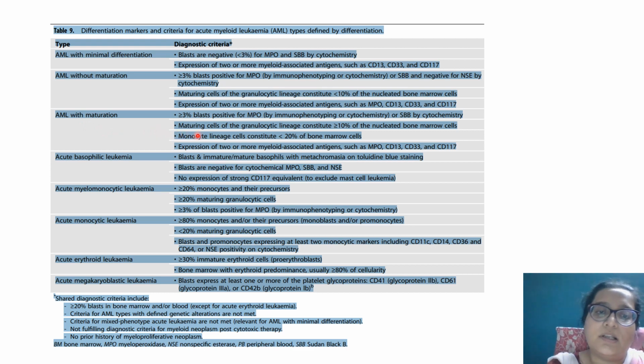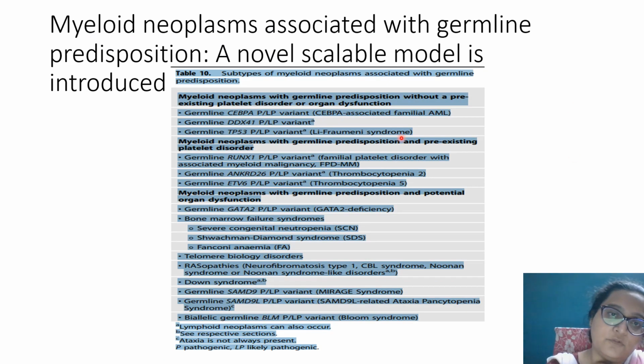AML with maturation: greater than 3% blasts with MPO, maturing cells of granulocytic lineage are greater than 10% of nucleated marrow cells, monocyte lineage is less than 20%, with expression of two or more myeloid associated antigens. Without maturation, again greater than 3% MPO positive blasts, but without maturation means less than 10% maturing granulocytes, with expression of myeloid precursors. So you see there's some change, the categorization has been changed, the blast percentages have been changed, so you'll have to go through this. Fine. And always read the footnotes.